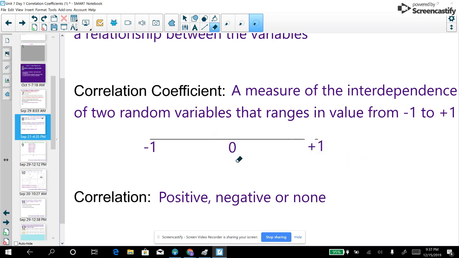The closer you are to 0, the weaker your correlation coefficient is. The closer you are to 1, or the closer you are to -1, the stronger your correlation is. This is a strong negative correlation. This is a strong positive correlation.